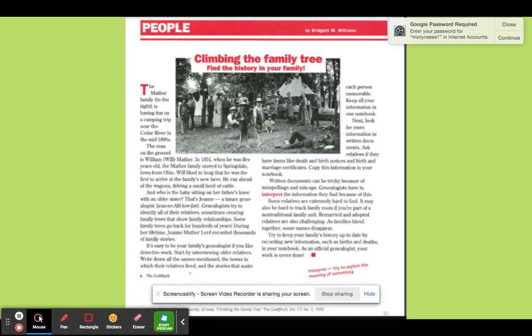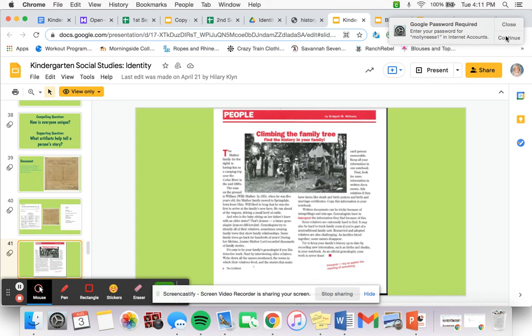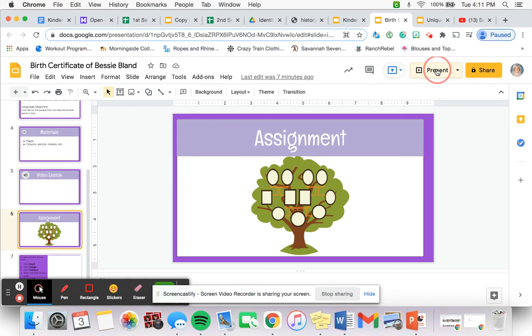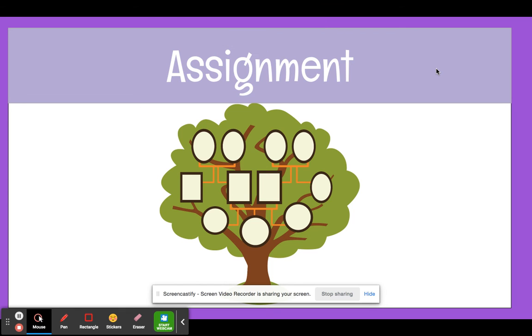So that story was talking about a family tree. And that's what we're going to do today because the people that are in our lives help tell our story. So here's an example of a family tree. Notice on my paper, I drew a tree. And all of these little spots are going to be the people in my family. So that's what you are going to do today on your piece of paper. You are going to draw the people in your family tree, the people that help tell your story.